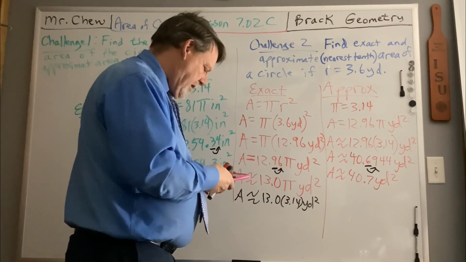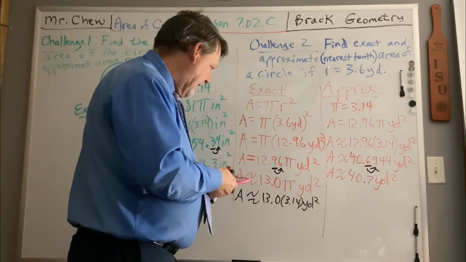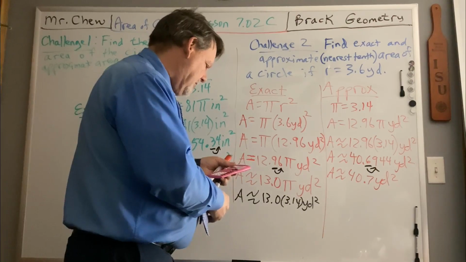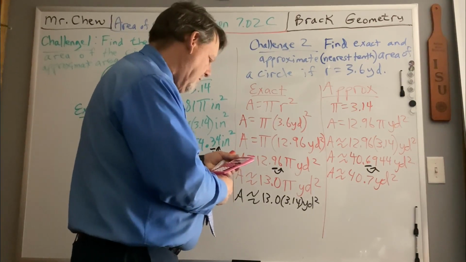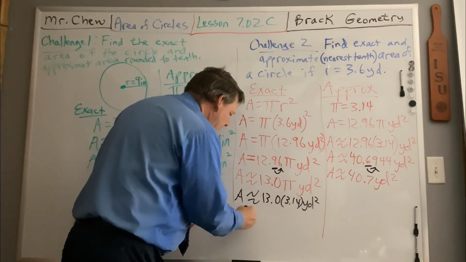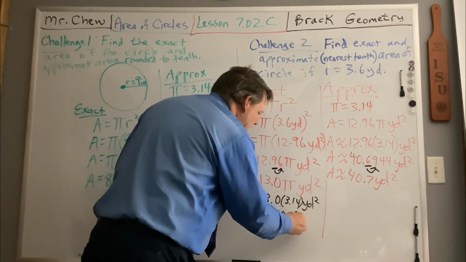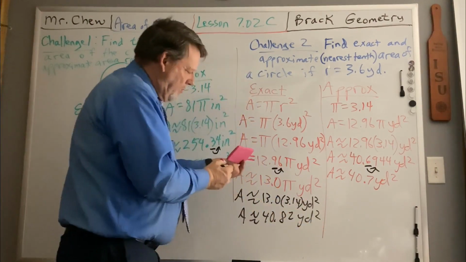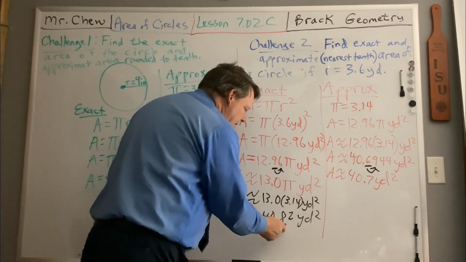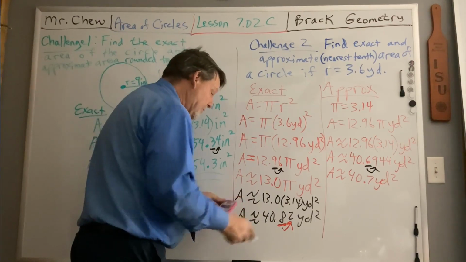So I have 13.0 times 3.14 ends up being 40.82 yards squared. And remember, we round to the nearest tenth, so I underline my 8. I look to the right. Is 2 5 or bigger? No, so it stays at 8.